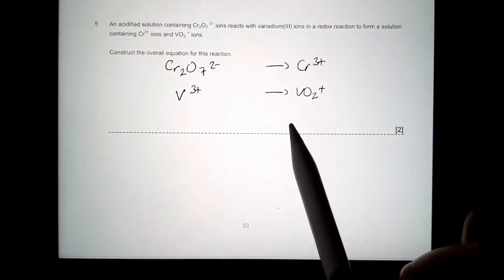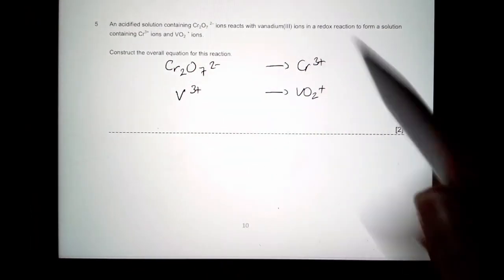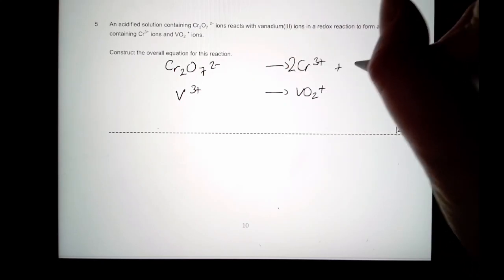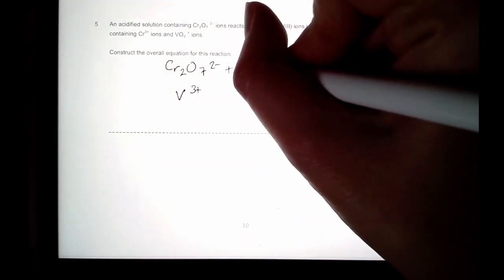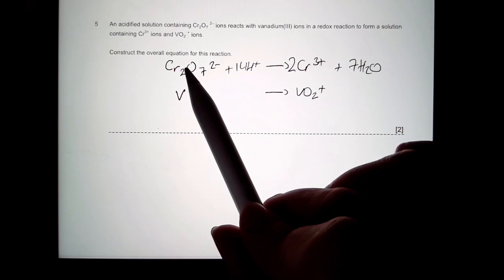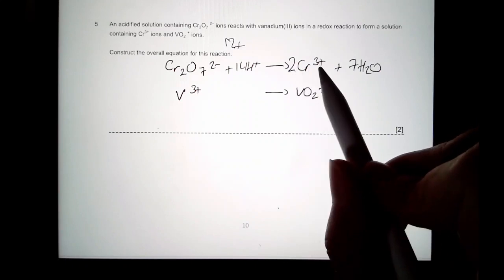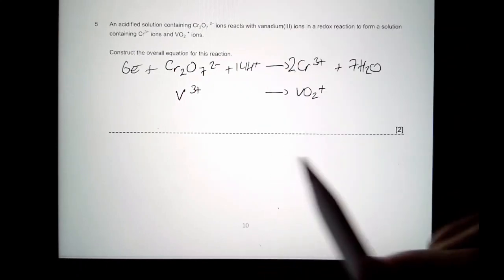Once I've done this, I'm just going to balance it under acidified conditions. So 2 chromiums, I balance my non-oxygens and hydrogens first, so I need to put 2 chromiums there. 7 oxygens means I need to add 7 molecules of water, and then I'm going to need 14 hydrogens to balance things out. Then I just need to balance my charges. So I've got 14 minus 2, I've got a 12 plus charge overall, and then here I have got 6 pluses. So to get these to balance, I'm going to need to add 6 electrons, then they'll both have a charge of 6 plus.